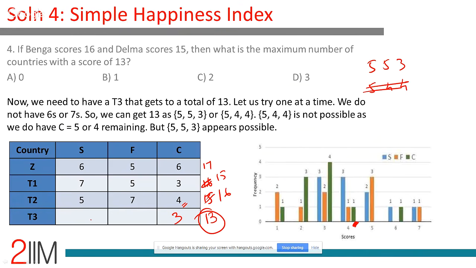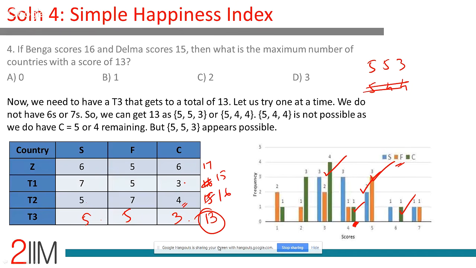With this being 3, these two being 5. If this is possible, we're onto something. If it's not possible, then we have to go back to the drawing board and figure out different things. 5, 5, 3, is that possible? Are there 3 5s in F? Oh yes, there are. Are there 2 5s in S? Oh yes, there are. Do we have 2 3s in C? Oh yes, we have. Do we have 1 4 in C? Yes, we do. 1 6.